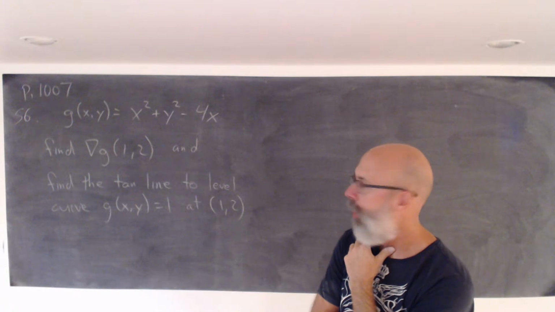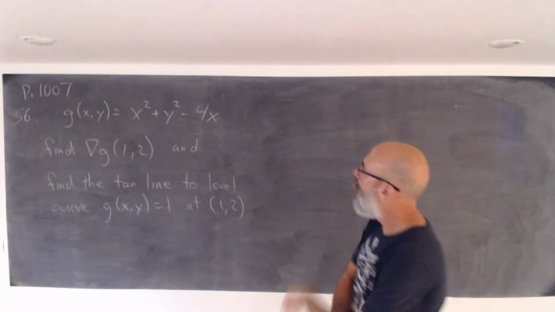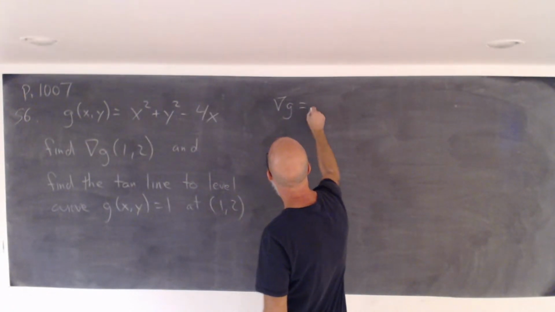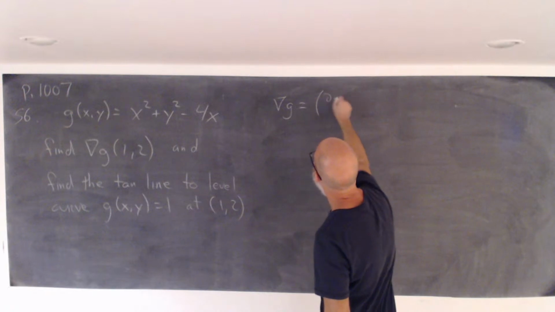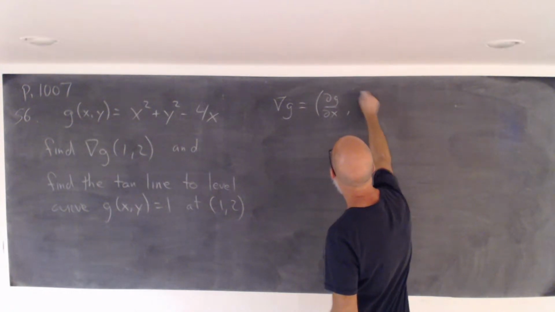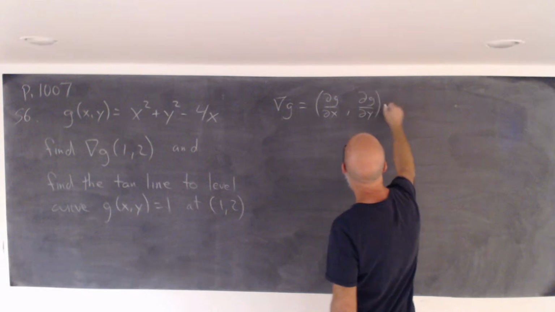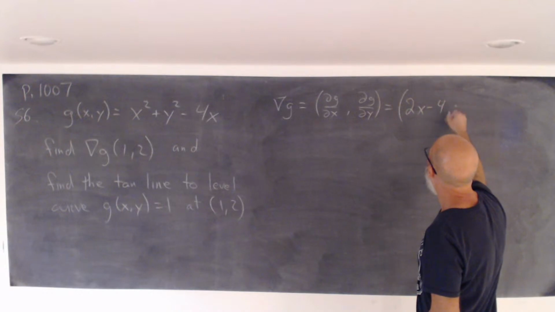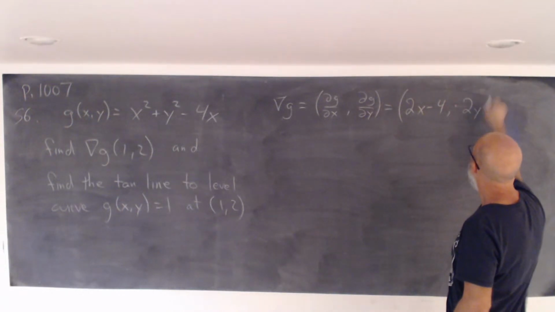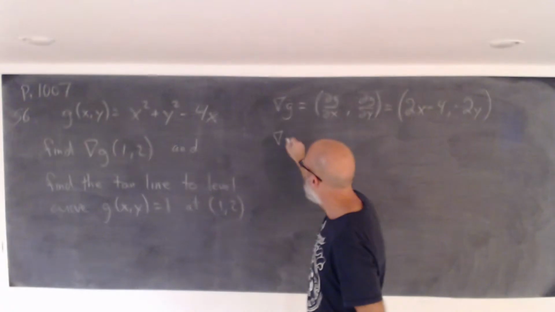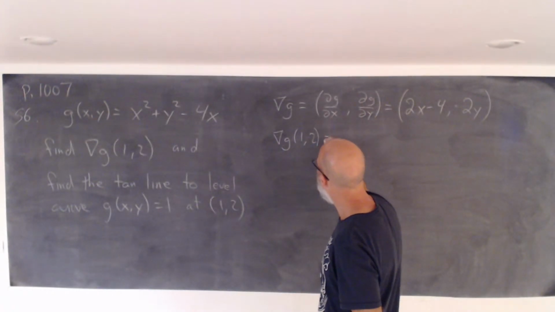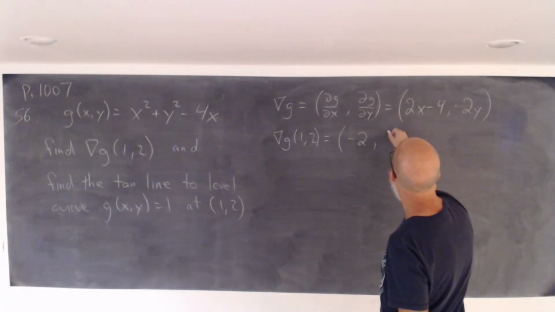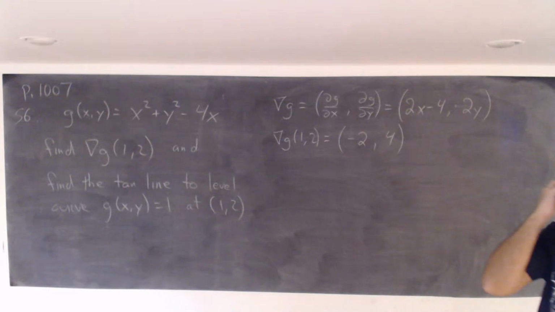And let's consider this example. We have this function g. We're asked to find the gradient of g. And you know what that is. That's dg/dx, dg/dy. So in this case, 2x minus 4 and 2y. And the gradient at the point (1, 2), when x is 1 and y is 2, there it is.